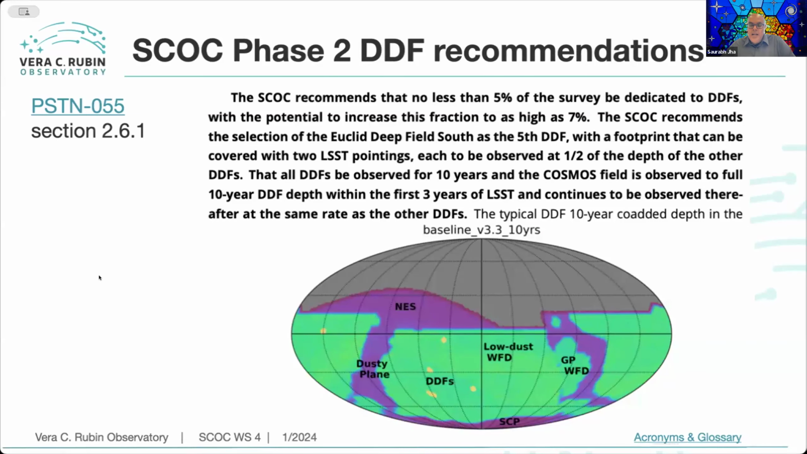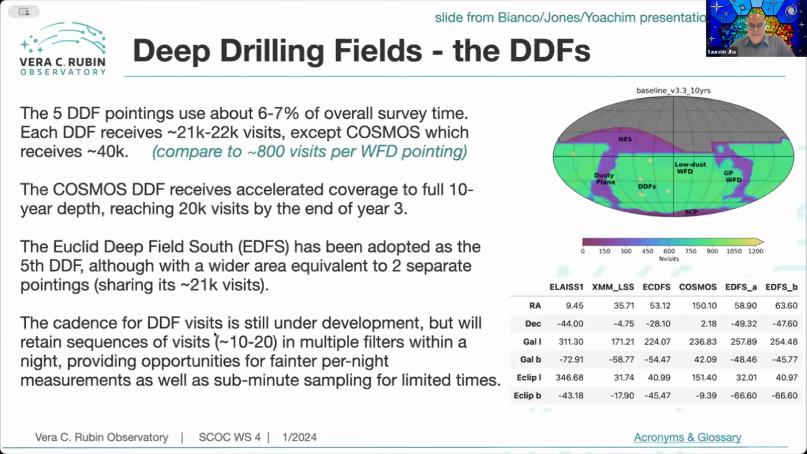This is what it looks like on, I think Lynn showed this as well. These yellow dots are the deep drilling fields. And Lynn had a very nice slide, so I stole it. Thank you, Lynn. I won't summarize everything she said a little while ago, but here are the details about the deep drilling fields in the current baseline simulations. Just one thing to note is that each of the DDFs has a minimum of 20K visits, well, the Euclid is about 10K visits per pointing, all the way up to 40K visits for the Cosmos field.